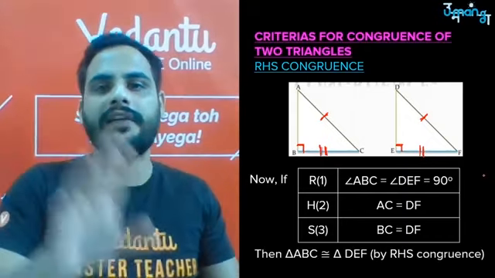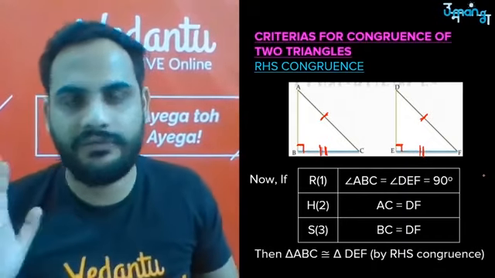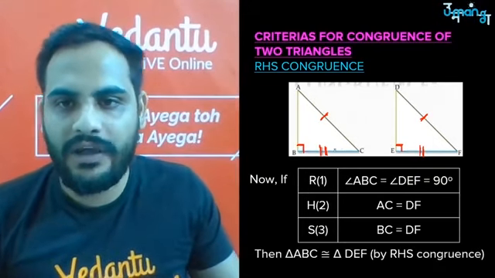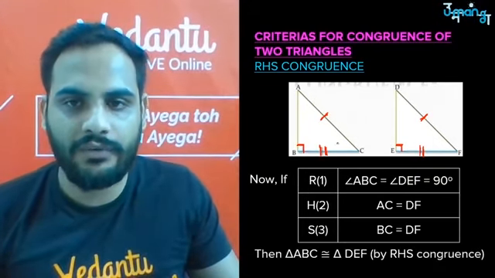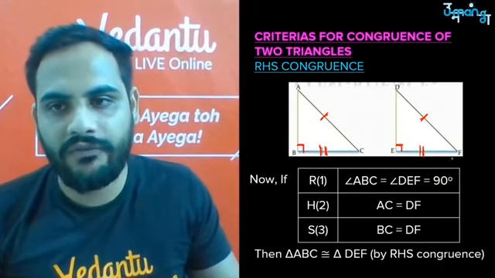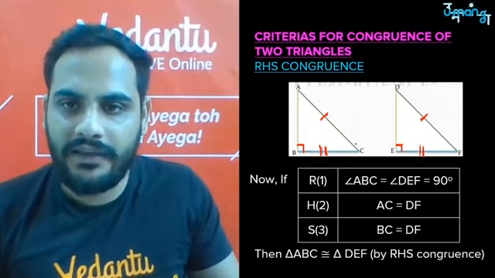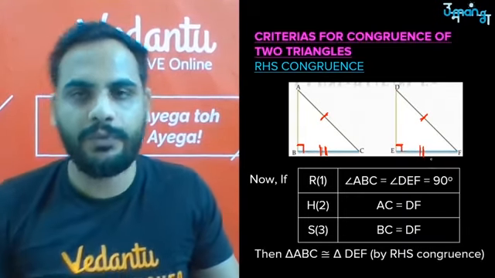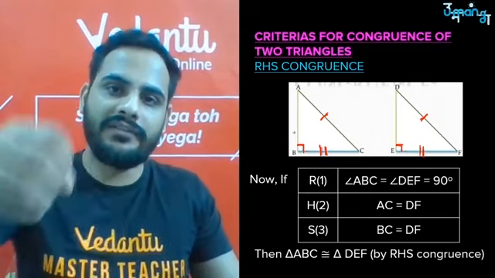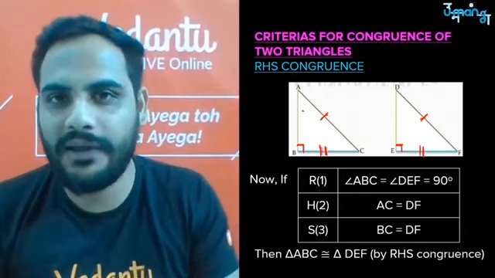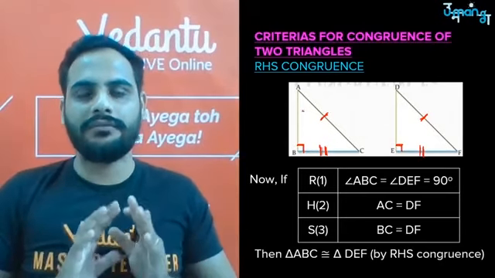In a right angle triangle, we know a right angle triangle always follows Pythagoras theorem. So this side AB will be under root of AC square minus BC square. And this side DE will be under root of DF square minus EF square. So if I know AC is equal to DF and BC is equal to EF, by Pythagoras theorem, automatically the third side is also going to be equal because it has to follow Pythagoras theorem.